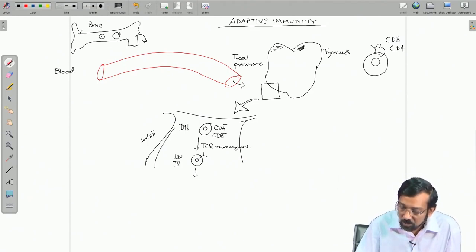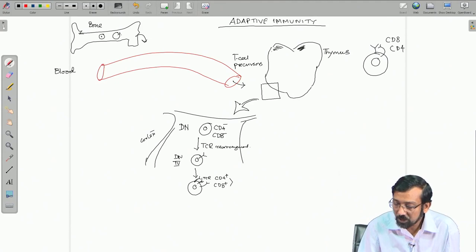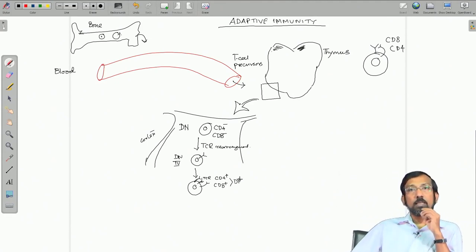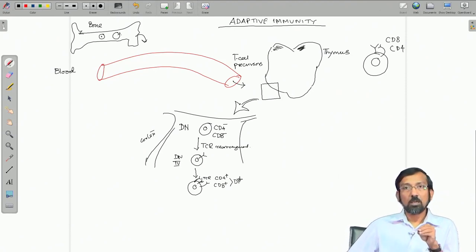Now, these cells start to express on their surface both the CD4 and the CD8, and of course, the T cell receptor. So, they are CD4 plus as well as CD8 plus. This stage is known as the double positive stage. They are not double negative anymore. They have started expressing on their surface the T cell receptor as well as both the CD4 and the CD8 co-receptors, but although they are expressing the co-receptors, they are still not destined.